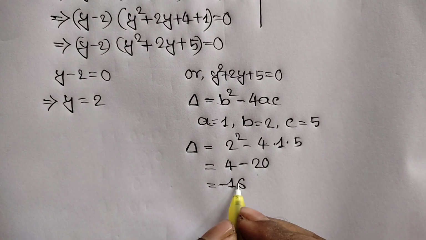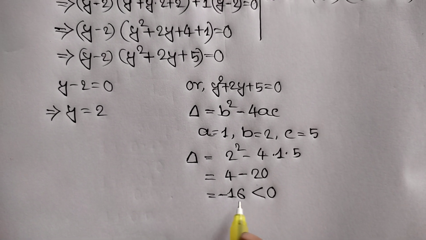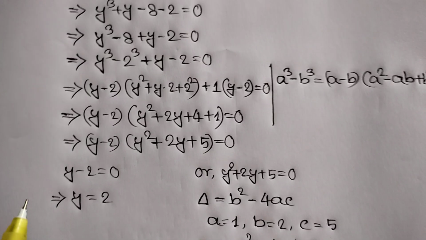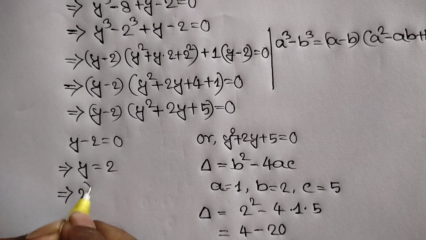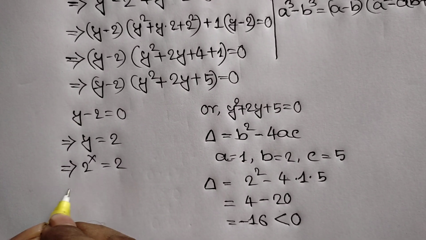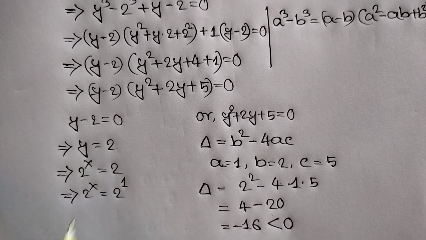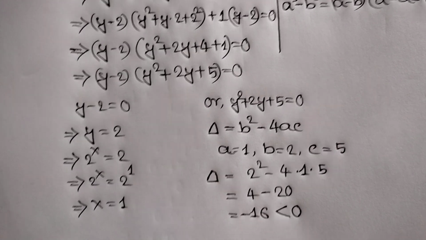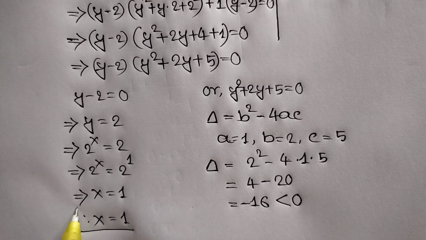Now attention here, negative 16 is less than 0, so there is no real solution. Now y is equal to 2, but remember, we let 2 to the power x is equal to y, so we can write 2 to the power x is equal to 2, or 2 to the power x is equal to 2 to the power 1, because 2 to the power 1 is the same as 2. They have the same base, so the powers are equal, so x is equal to 1. Finally, the value of x is equal to 1.